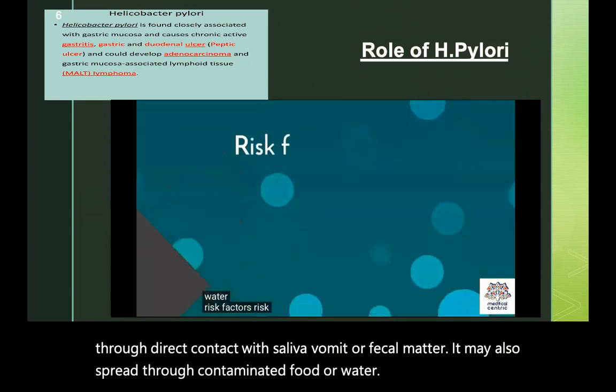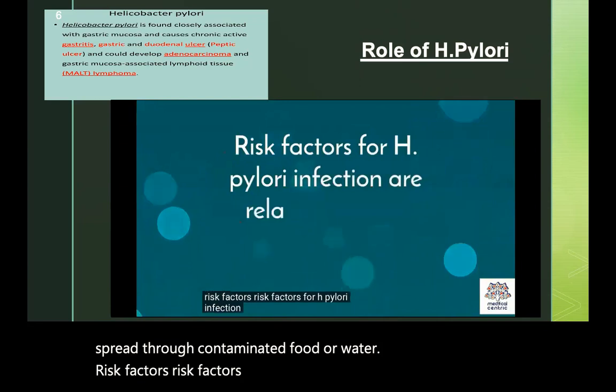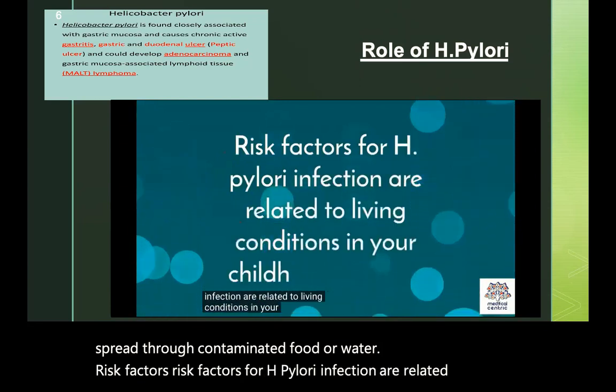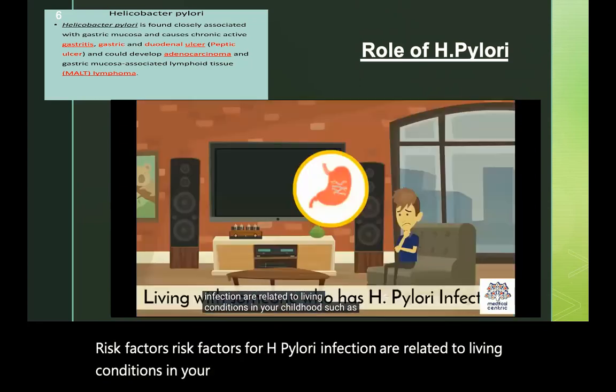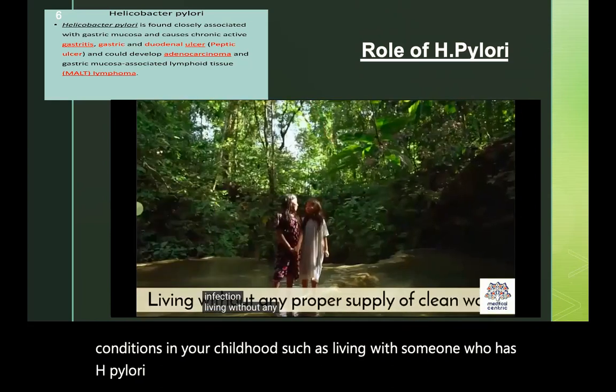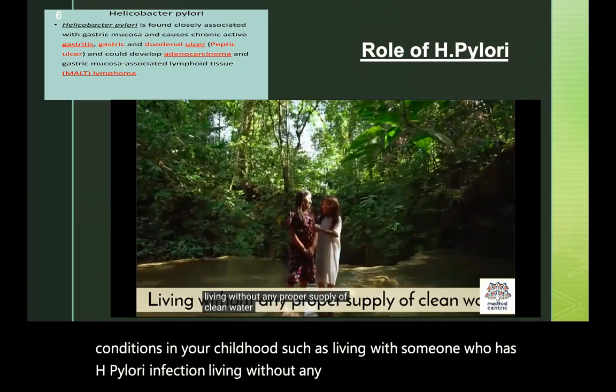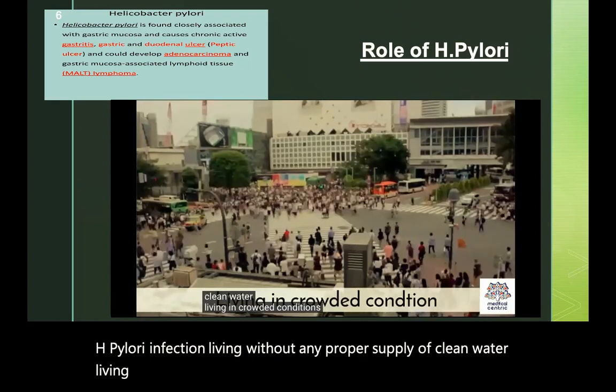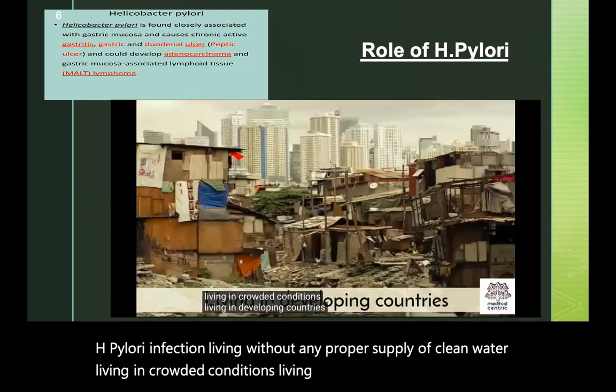Risk factors. Risk factors for H. pylori infection are related to living conditions in your childhood, such as living with someone who has H. pylori infection, living without any proper supply of clean water, living in crowded conditions, living in developing countries.